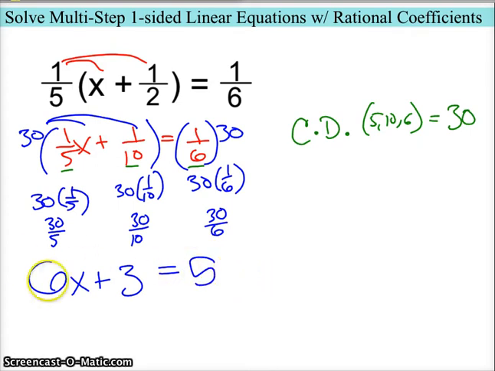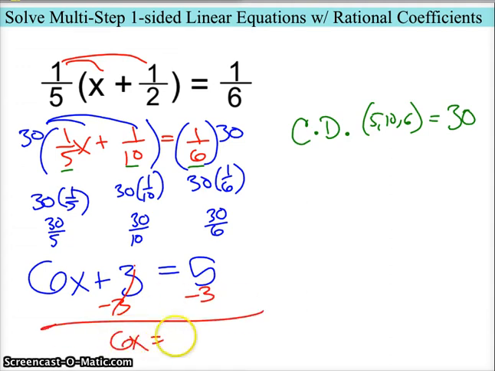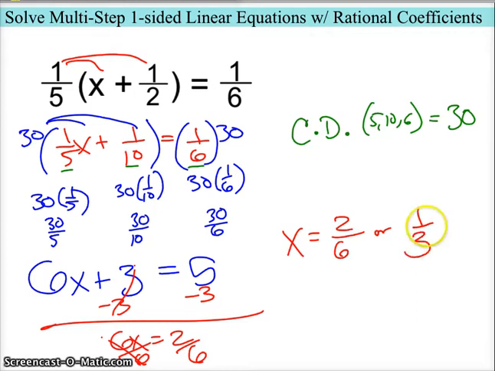So we have now cleared the fractions and we can solve this equation and still get the same solution. Nothing to distribute or collect. We're going to undo the addition. So we get 6x equaling 2. Undo the multiplication, divide by 6, divide by 6. So x equals 2/6, or you could reduce that down to 1/3.